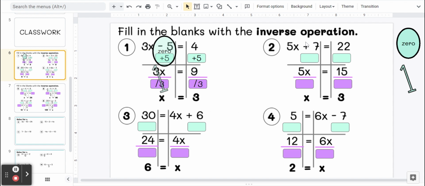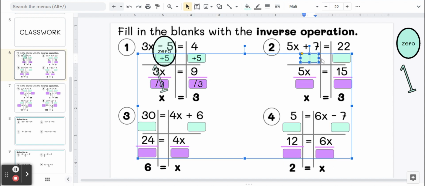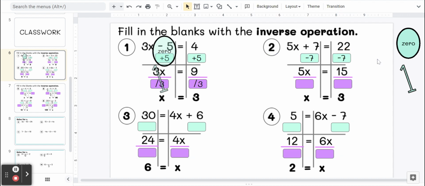So we need to get rid of the 7 here. It is currently being added. So the inverse, which means the opposite, would be to subtract 7. So I'm going to click into this box and say subtract 7. And I have to do the same thing on both sides. Like if it's a scale and I take things off from one side, it's going to get lighter and it wouldn't be balanced, so I have to do it to the other side.